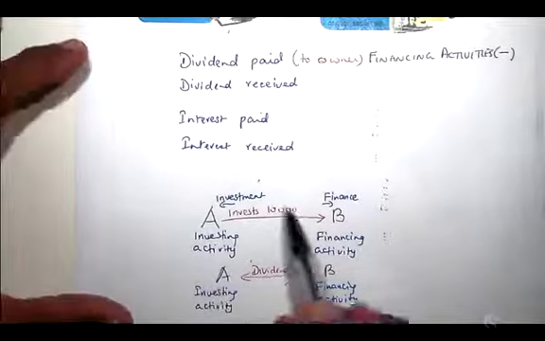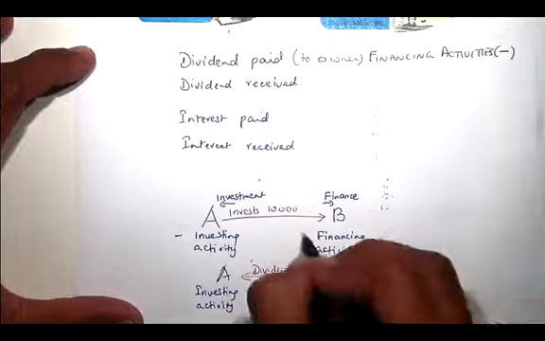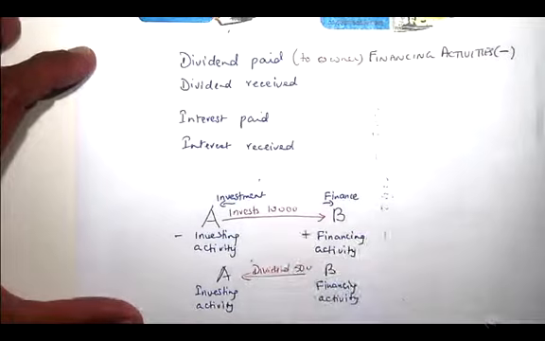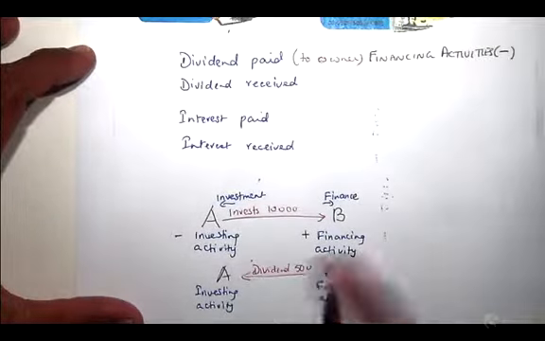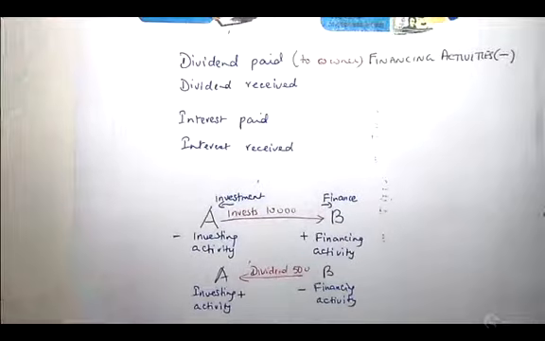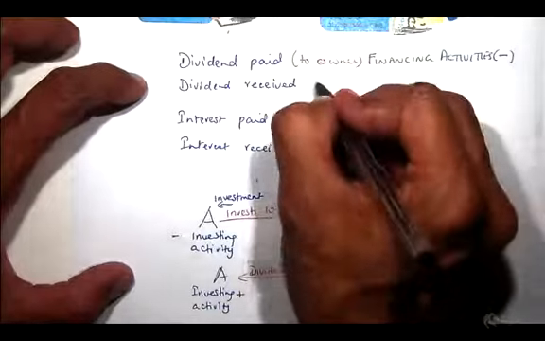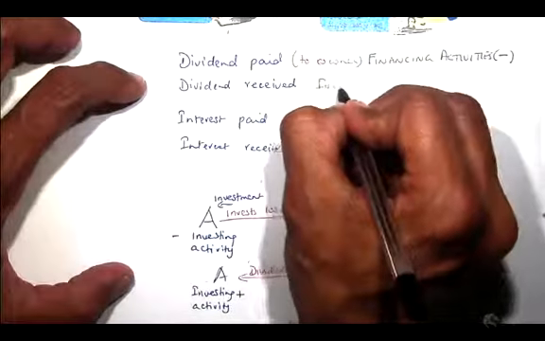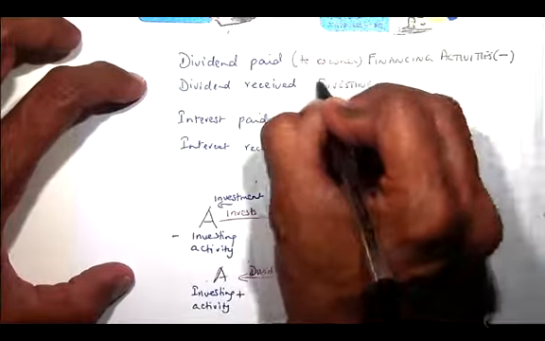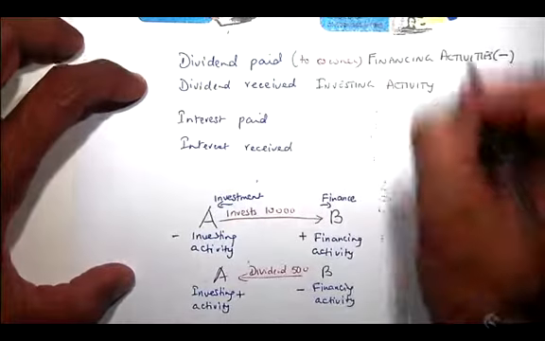When company A invests, it was a minus. For company B, it's a source of finance, so it's a plus. When company B pays dividend, it's a minus, a cash outflow. When company A receives dividend, it's a plus, cash inflow. So dividend paid is financing, dividend received is investing activity. And it's a plus.